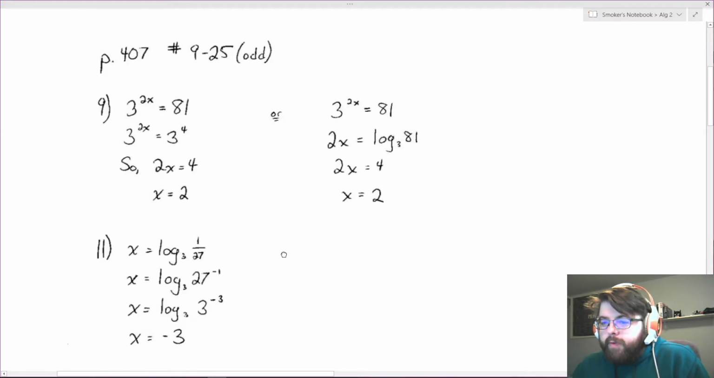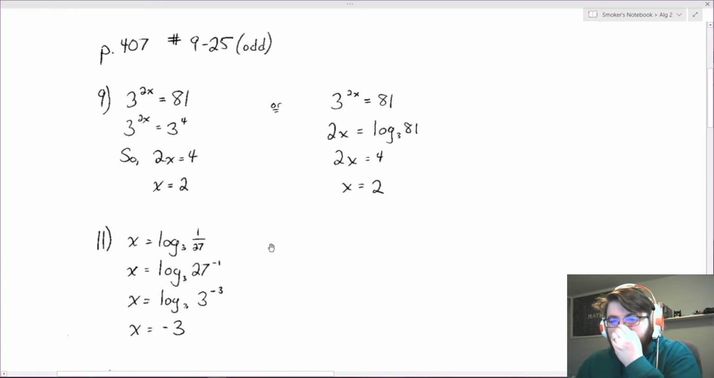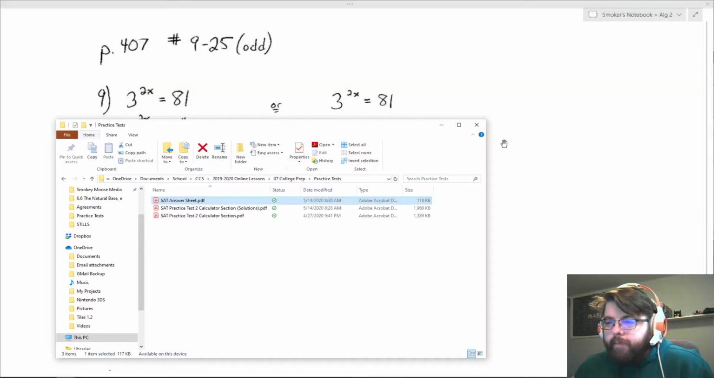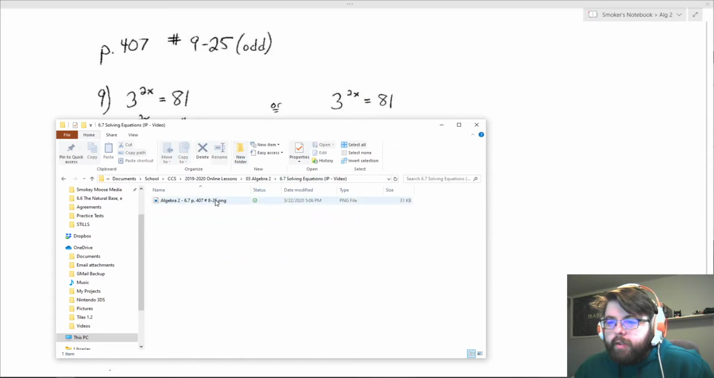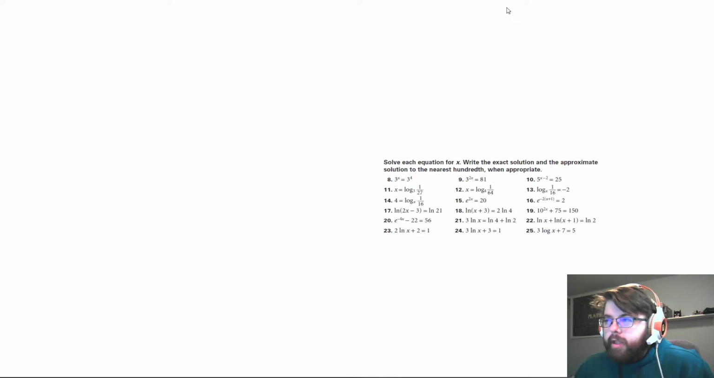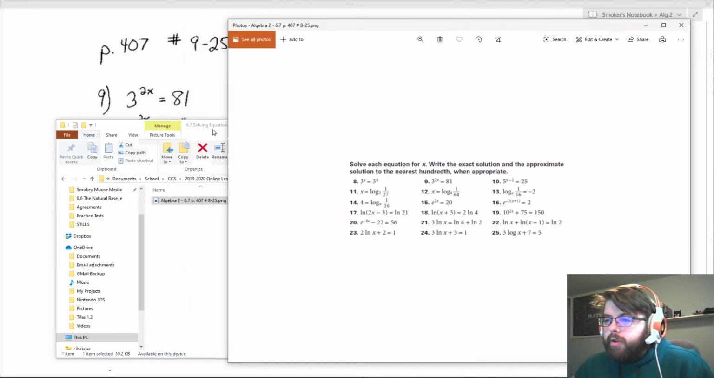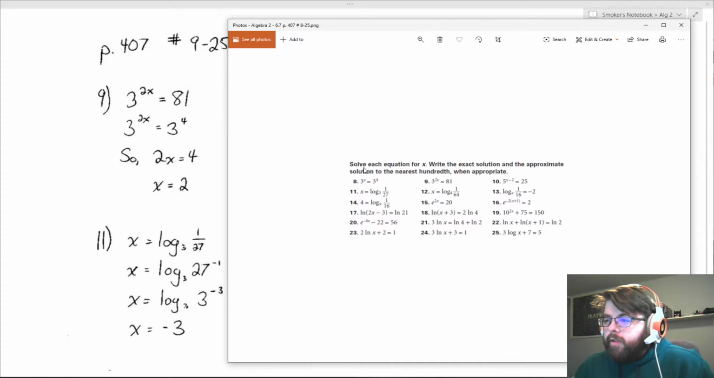I don't know if I'm going to do all of these problems, but I'm going to do a few here. Sorry, let me just bring up these problems real quick, just to make sure that I'm not doing anything wrong. It says solve each equation for x, and we're looking at number 11. Write the solution to the nearest hundredth. So they're asking for 2 decimal places, by the way, if it's not exact.